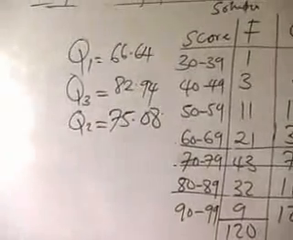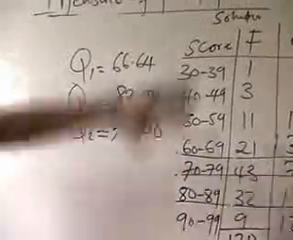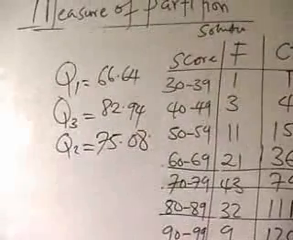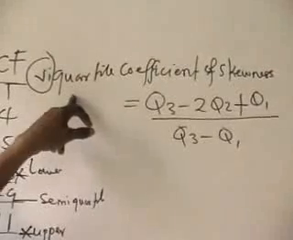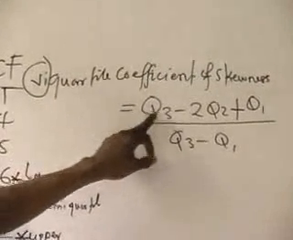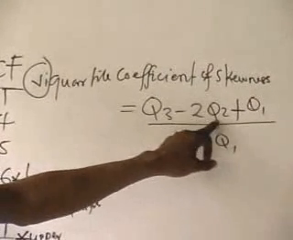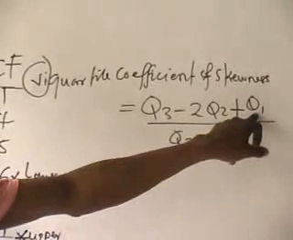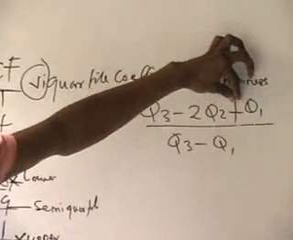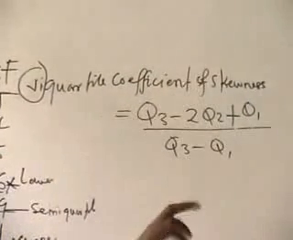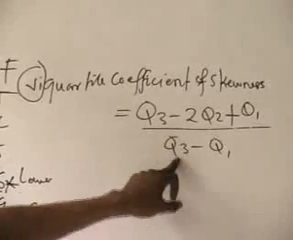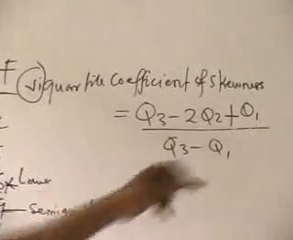75.08. Now the reason why I wrote them down is because of the interquartile range and semi-interquartile range. And the last thing is the quartile coefficient of skewness. How do we get that? Very simple. The coefficient of skewness is equal to Q3 minus 2Q2 plus Q1. Please, this place is plus. Are we together? So this place is plus, so please take note of that. Then all over Q3 minus Q1.